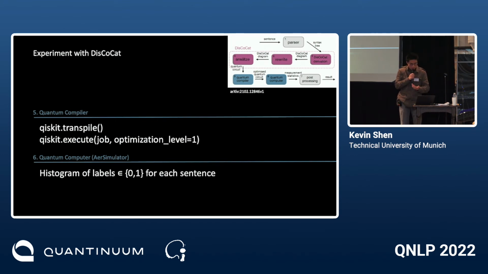And then by executing the circuits and doing measurements, what you will see is a histogram of labels 0 and 1. So 0, for example, means the sentence indicates an adverse drug event, and 1 means the sentence does not indicate an adverse drug event.